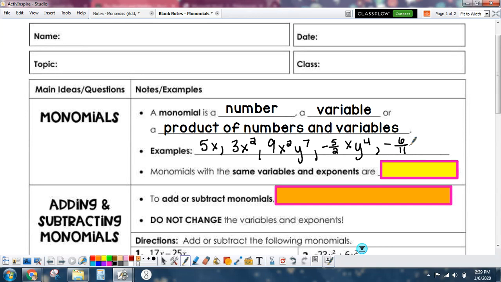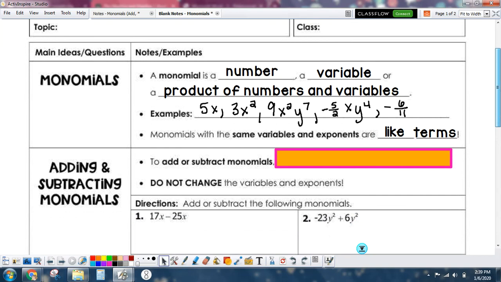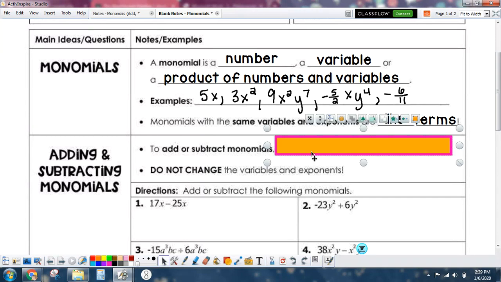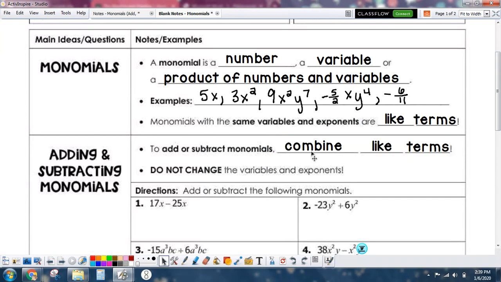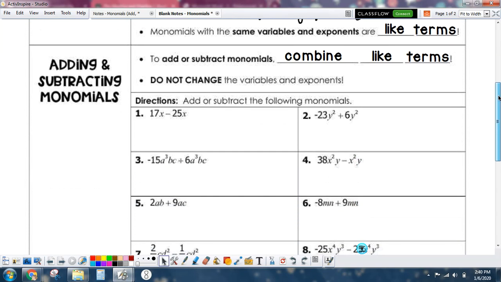Monomials with the same variables and exponents are called like terms, and that's something we've talked about before. To add or subtract monomials, you need to combine your like terms. You do not change the variables and exponents. Okay, so this is something we talked about at the very beginning of the year. We're bringing it back now. So to add and subtract these monomials, you are not touching the variables and the exponents. We're only looking at the numbers in the front.